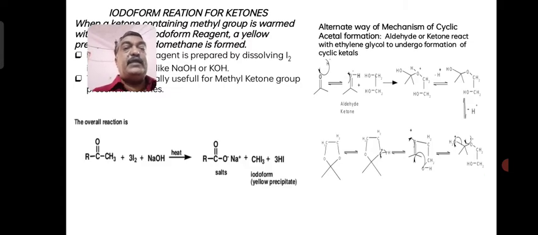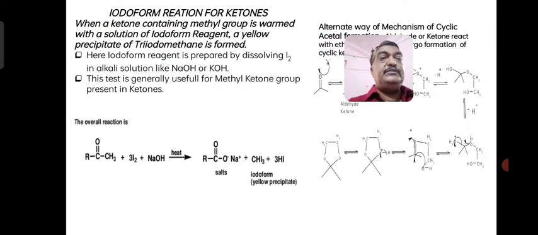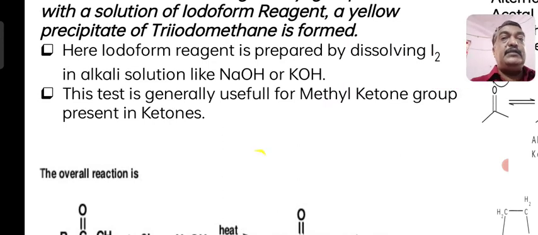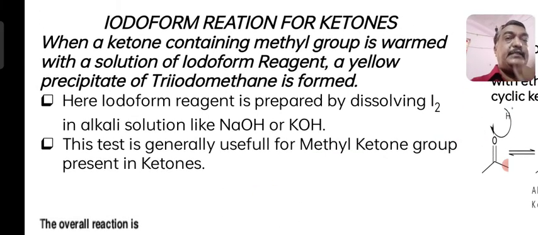Now, the iodoform reaction. So what is this iodoform reaction? Sometimes in a 2 marks question, the examiner may ask you to write the iodoform reaction for aldehydes or ketones. Aldehydes do not undergo this reaction, only ketones, because when a ketone containing a methyl group is warmed with a solution of iodine reagent, a yellow precipitate of triiodomethane is formed. That is CHI3.